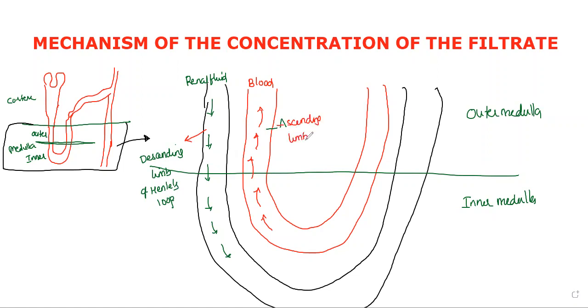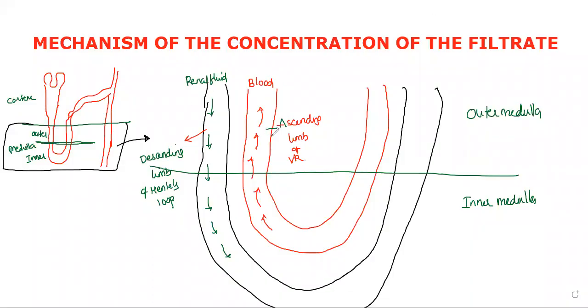Descending limb of Henle's loop, ascending limb of vasa recta. That means just see the two things and you will understand easily. What is counterflow? The flow of the renal fluid in the descending limb of Henle's loop is opposite to the flow of blood in the ascending limb of vasa recta.